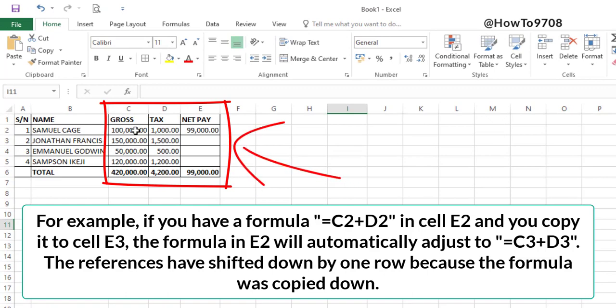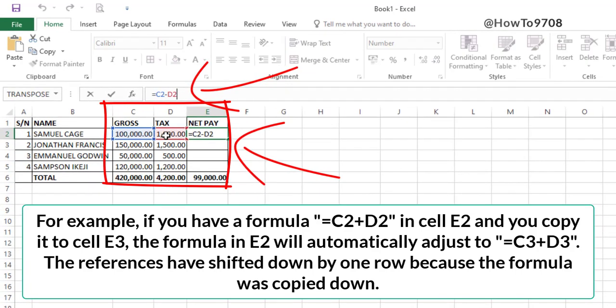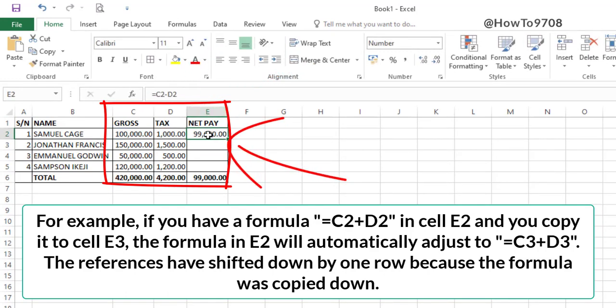For example, if you have a formula equals C2 plus D2 in cell E2 and you copy it to cell E3, the formula will automatically adjust to equals C3 plus D3. The references have shifted down by one row because the formula was copied down.